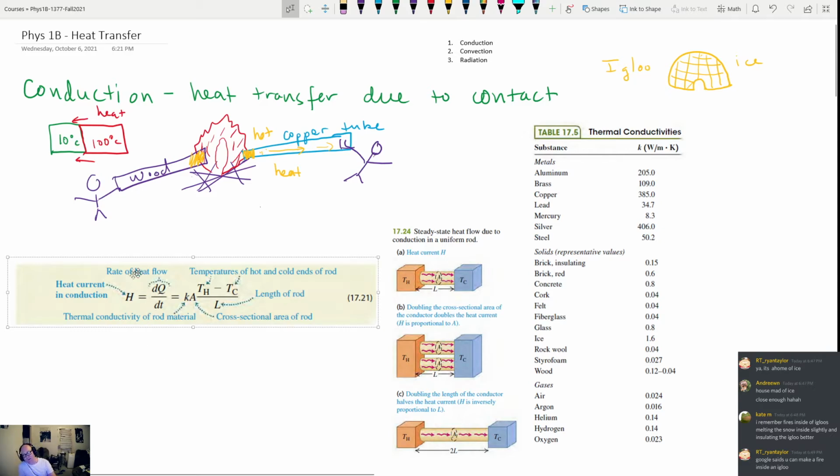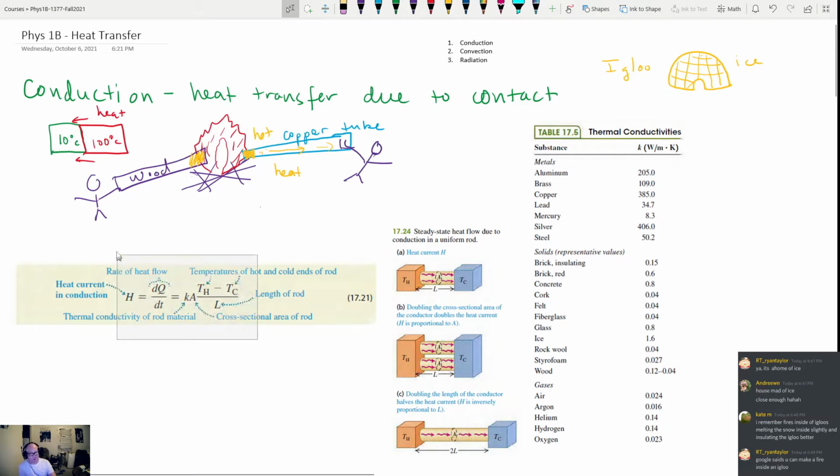So what does the heat flow depend on? Well, we know heat is defined by this symbol Q, right? If I take the derivative with respect to time, now I'm talking about heat per second, okay? And the heat current they call H. For those of you that have taken 1C, or have ever heard the term electric current, electric current looks just like heat current. In fact, there's also something called conductivity in electricity that we can measure. The values are slightly different, but the concept is the same.